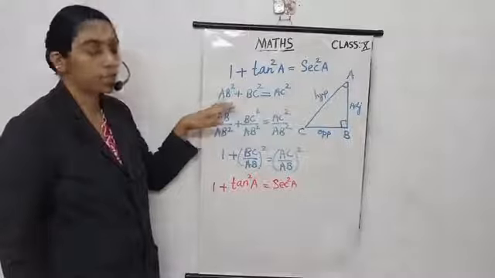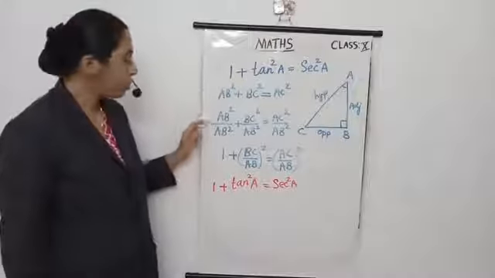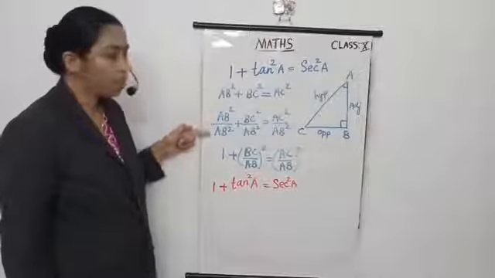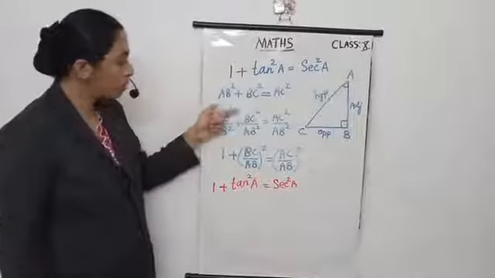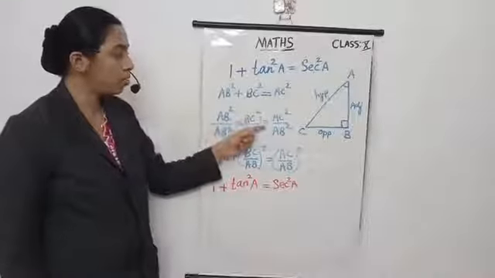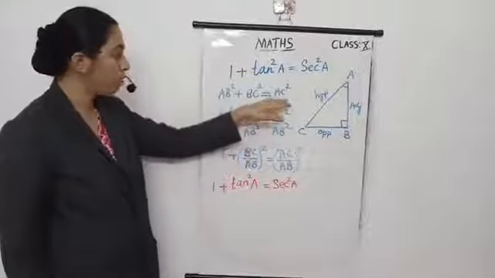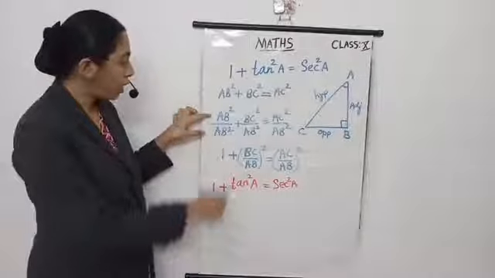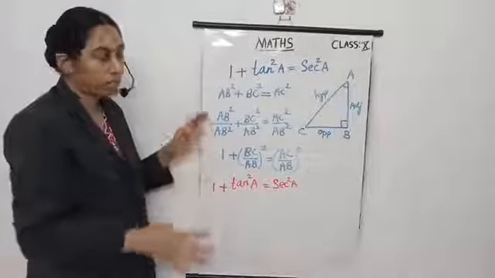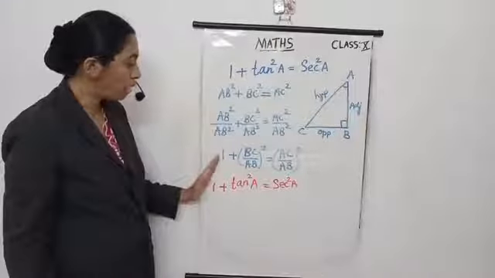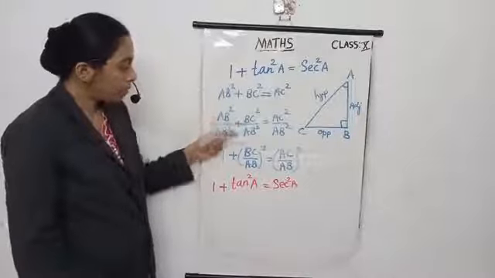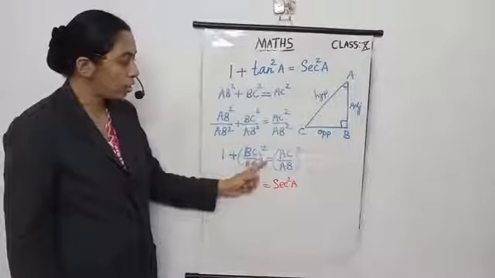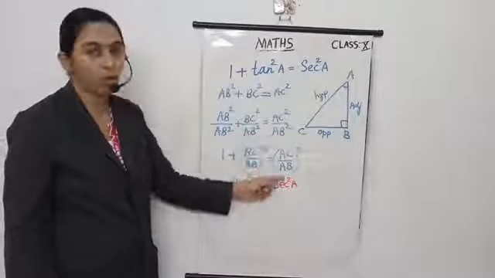Divide all terms by AB square. We get AB square by AB square plus BC square by AB square equal AC square by AB square. Now AB square by AB square we can cancel and we get 1. So this is 1 plus, we can write (BC by AB) all square equal to (AC by AB) all square.